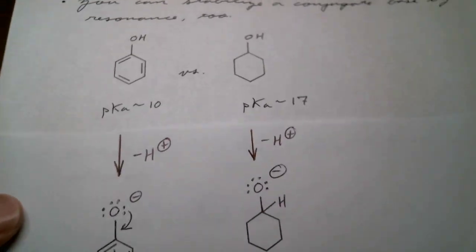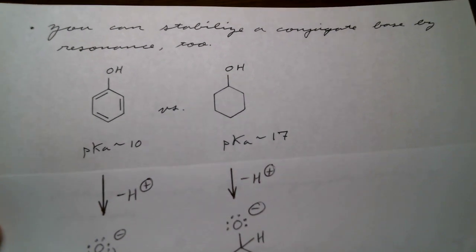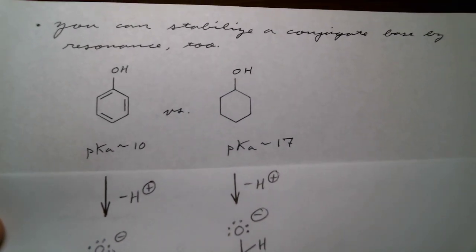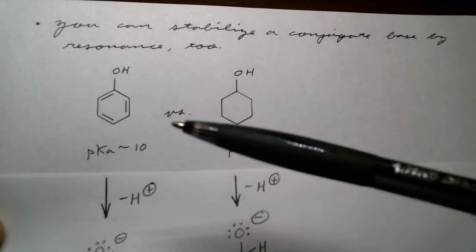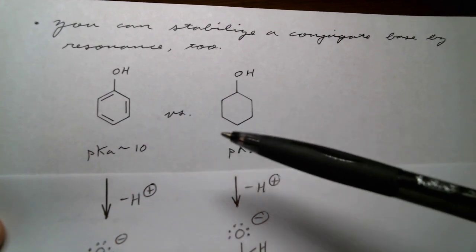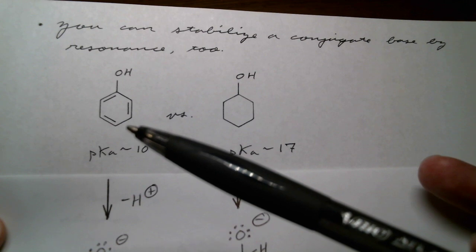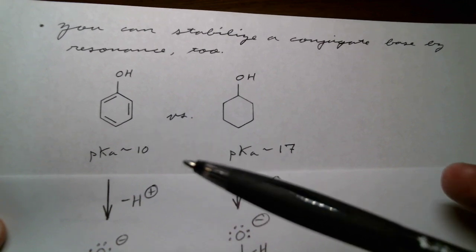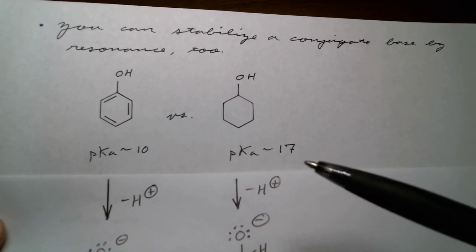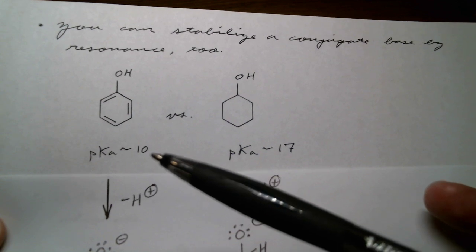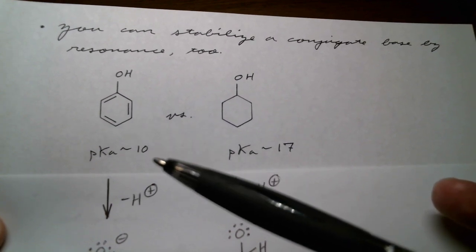Another way you can stabilize a conjugate base is by resonance too. What do I mean by that? Cyclohexanol has a higher pKa than phenol by 7 orders of magnitude. So what do I mean by the conjugate base being stabilized by resonance?